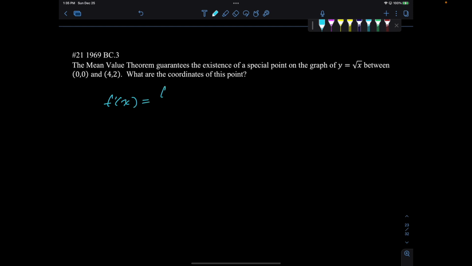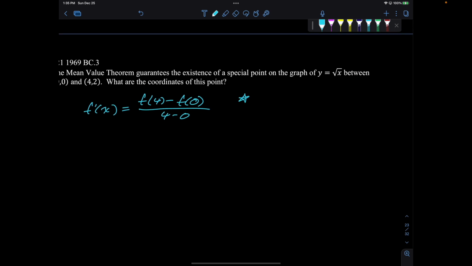So f prime of x should be equal to f of 4 minus f of 0 over 4 minus 0. This is like a very straightforward mean value theorem. So we're allowed to do it because f of x is continuous on the closed interval from 0 to 4 and differentiable on the open interval from 0 to 4. That's what's required.